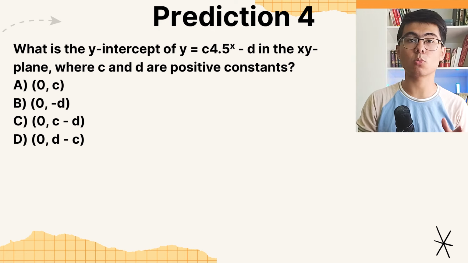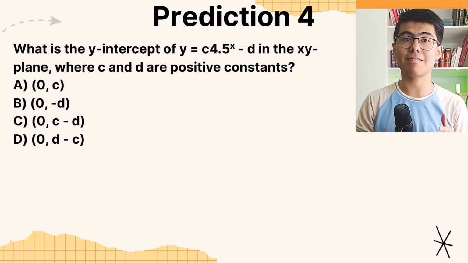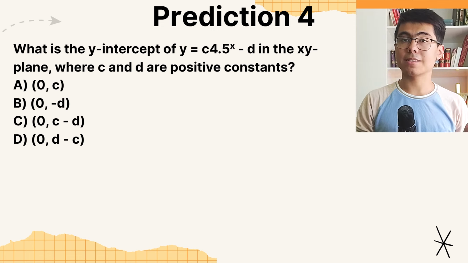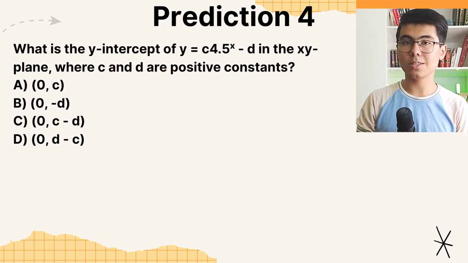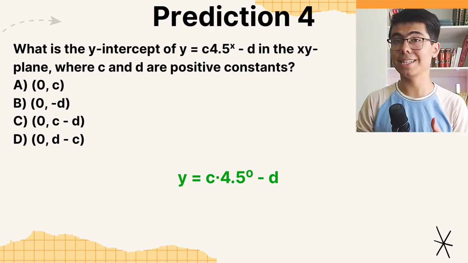So the function is y equals c multiplied by 4.5 to the power of x, minus d, and it's defined in the xy plane where c and d are positive constants. The question asks for the y-intercept, which means the value of y when x equals 0. Let's plug in x equals 0. So we get y equals c multiplied by 4.5 to the power of 0, minus d.